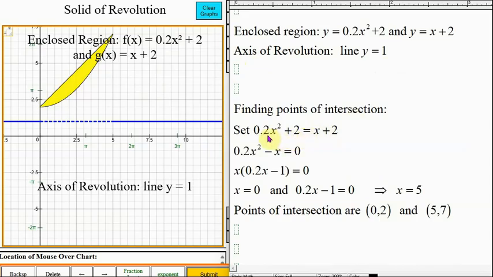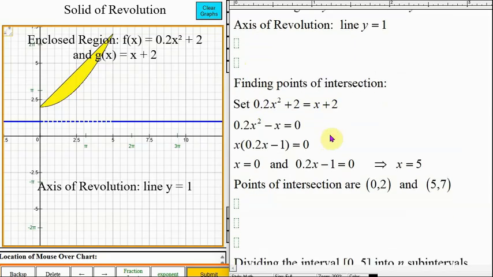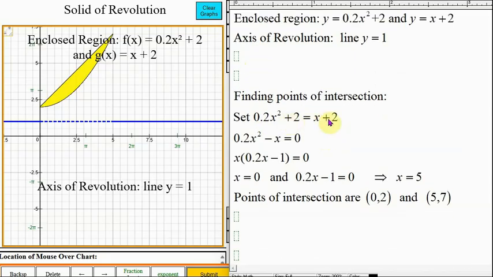And so we set 0.2x squared plus 2 equal to x plus 2. And subtract 2 from both sides and then move the x to the left side and we get 0.2x squared minus x, and then the common factor is x, so we get x times (0.2x minus 1) equal to 0. And then set x equal to 0 and set 0.2x minus 1 equal to 0, and then solve for x, then we get x to be 5.